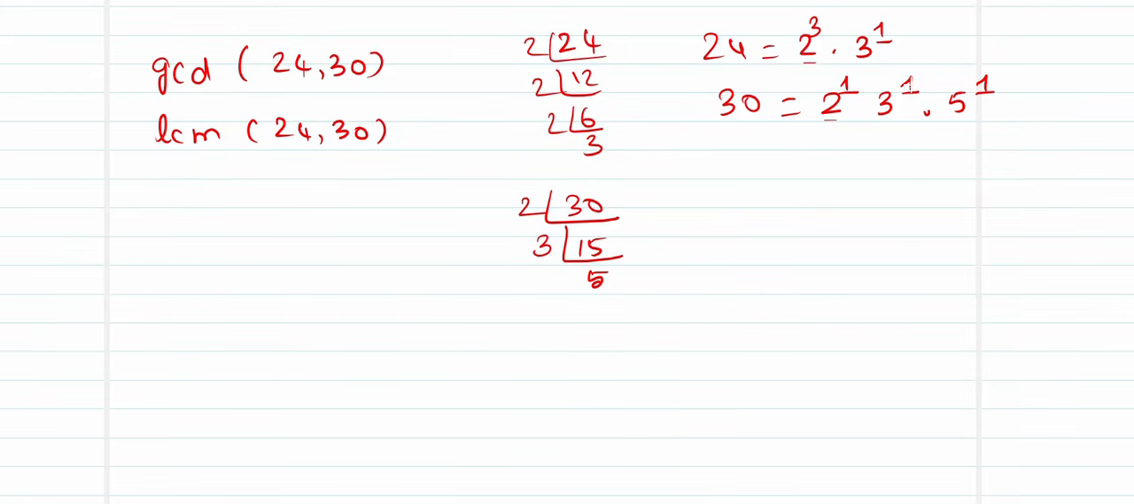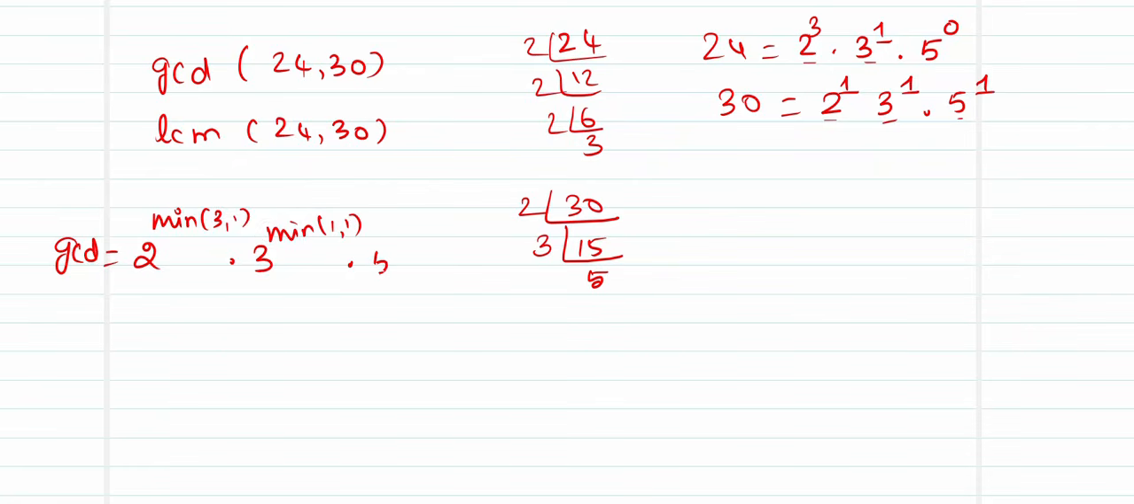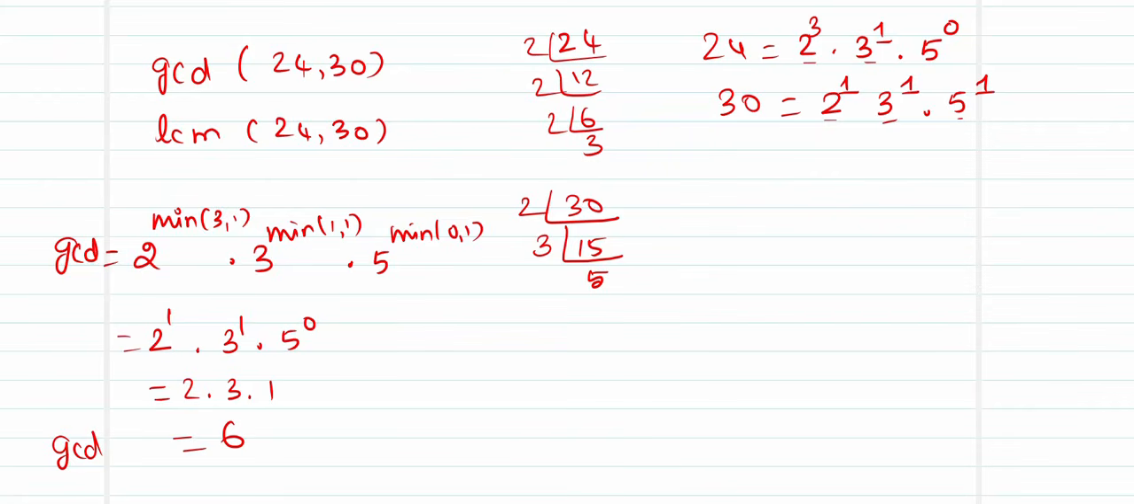Here the base 2 prime is there, the base 3 prime is there, base 5 is not present over here. So we introduce this base 5 with a power equal to 0 because anything power 0 is going to be 1. Now what is going to be the GCD? The GCD is 2 to the power of the minimum of the numbers 3, 1, 3 to the power of minimum of 1, 1 and 5 to the power of minimum of 0 and 1. So it is 2 to the power of 1, 3 power 1 and 5 power 0. So it is 2 into 3 into 1, which makes it 6. So GCD of 24 and 30 is going to be 6.